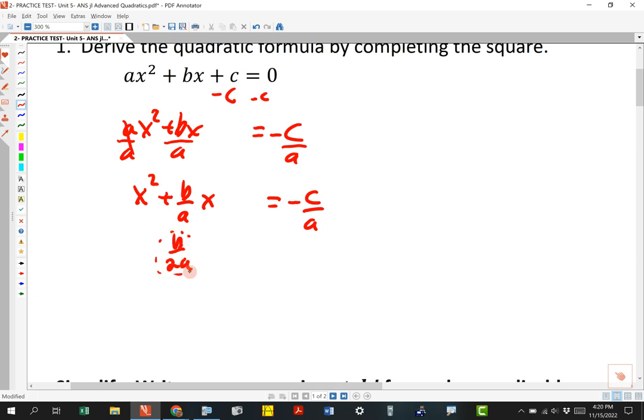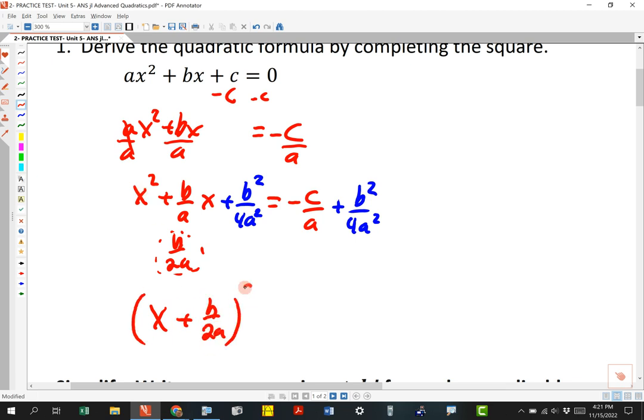And I'm going to hang on to that for just a second, and I'm going to square that. I'm going to change colors here because when I add this, I'm physically changing both sides. So I'm adding a b squared over 4a squared, because if I square b, I get b squared. Square 2a, I get 4a squared. So I'm going to add that to both sides. So 4a squared right there. And then I get this nice easy part over here. This is just a perfect square of x, that variable, and then b over 2a, quantity squared.